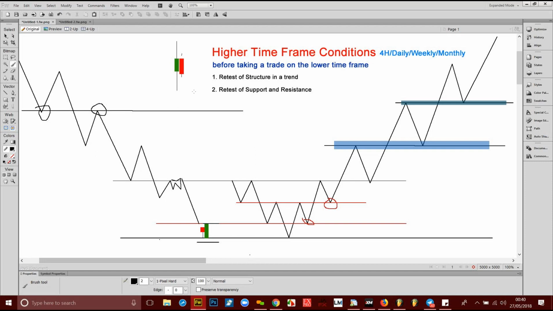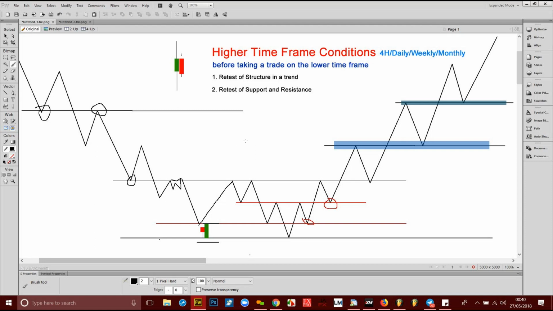The next one is a retest of support or resistance. It broke that, came up, and formed a low here. That's a support. It broke it, came back and retested. Then what happened again? It retested here, retested here. So I could look for my entries at this point. That's what it means by retest of support and resistance.